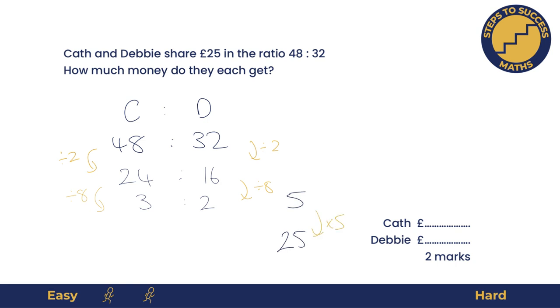So times each part of the ratio by 5. 3 times 5 is 15. 2 times 5 is 10. Kath gets 15. Debbie gets 10. Make sure you write them the right way round. Don't muddle them up and lose a mark.